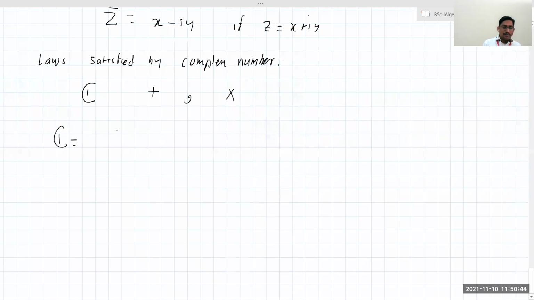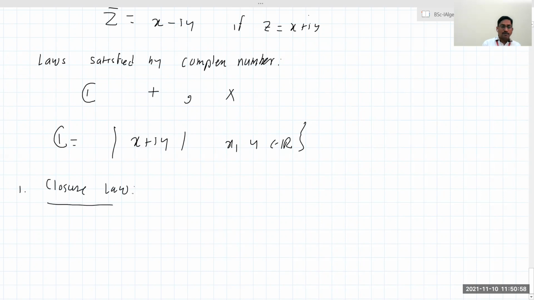So C is x plus iy such that x and y are real numbers. The first condition is the closure law. Later on, this algebraic structure will be named as a group or field or ring, which you will study in your higher classes. What do you mean by the closure law? When you add two complex numbers, the result should again be a complex number.